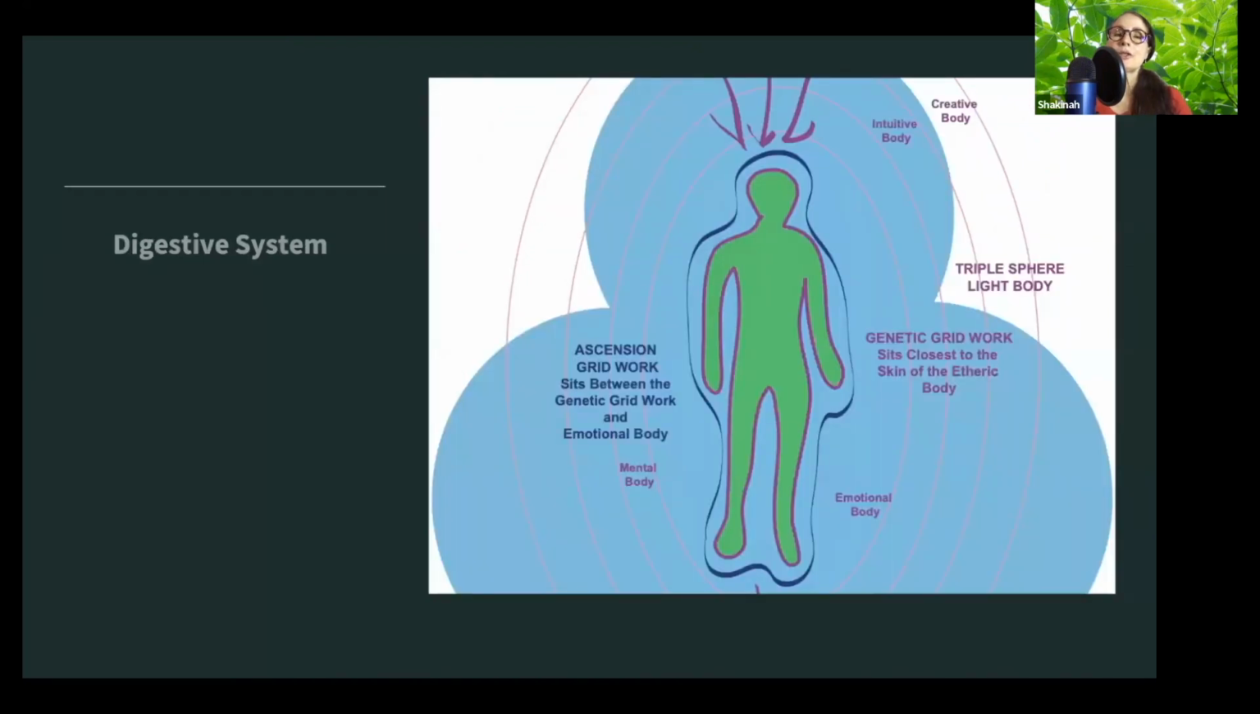This is showing the digestive system. This also shows the subtle bodies, the emotional, mental, intuitive, and creative bodies. Also the triple sphere light body. This shows that the genetic gridwork sits closest to the skin of the etheric body. And the ascension gridwork sits between the genetic gridwork and the emotional body.